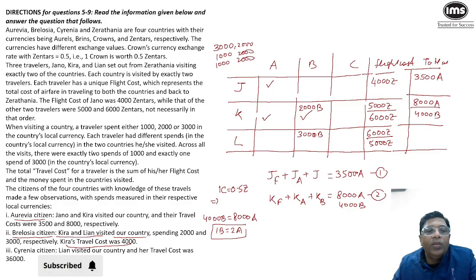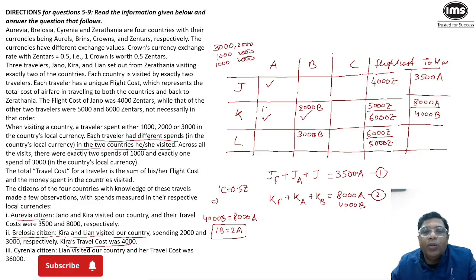And the point also says that each traveler has a different spend in the two countries he or she visited. So now this value that K visiting A has to be 1000. Why? Because it cannot have 3000. 3000 spend is already gone. So this value is already gone. And 2000 B, K has already spent in country B. So now this value has to be different. So I can take 1000 A.